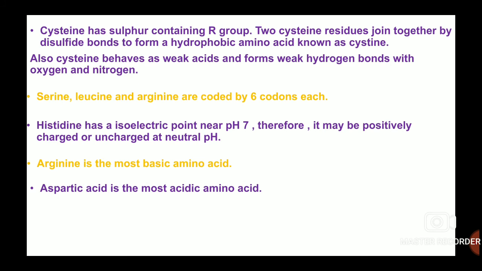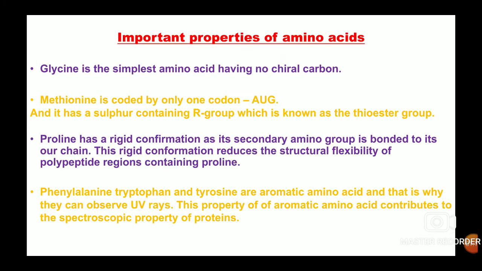Now in these, the most important point here is that aromatic amino acids contribute to the spectroscopic property of proteins. We know that there are certain kinds of spectroscopy where we actually observe the absorbance of UV rays by the amino acids or by the protein. So that absorbance property comes from the presence of aromatic amino acids in the protein or the polypeptide chain. That's all. Thank you.